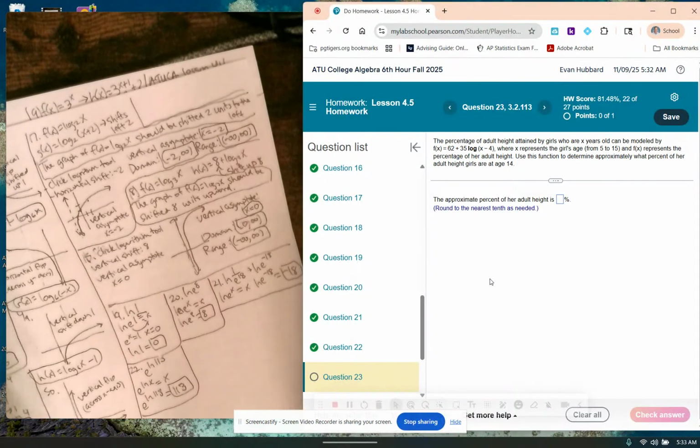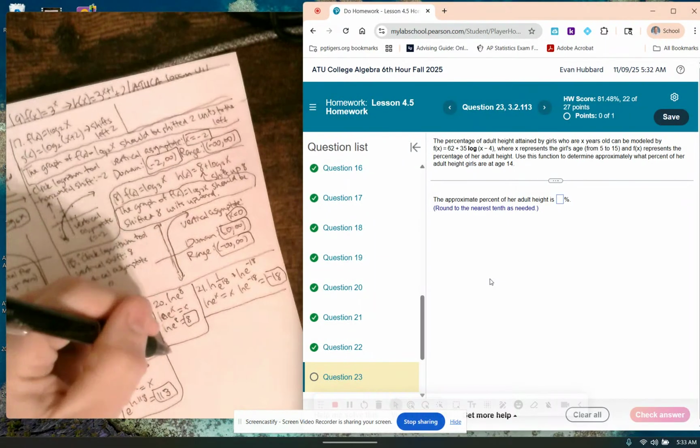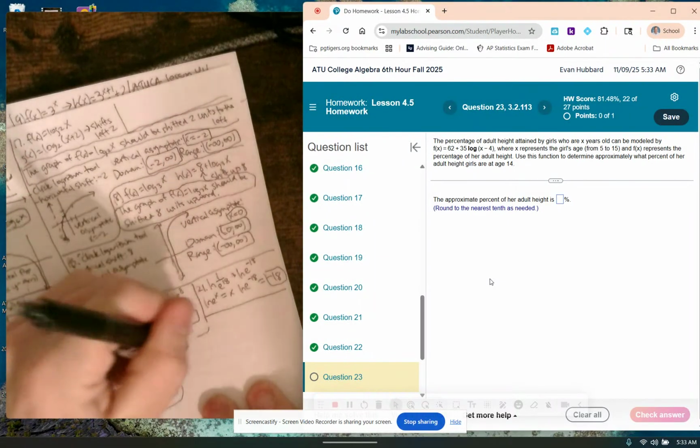113. Okay. The percentage of adult heights attained by girls who are x years old can be modeled by f of x. I'm going to write this over here.